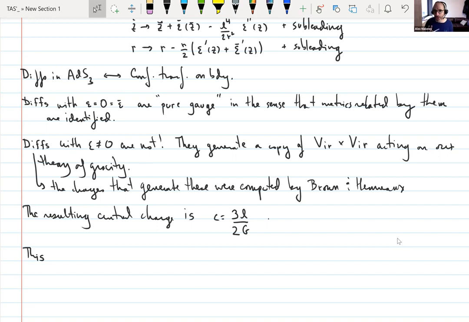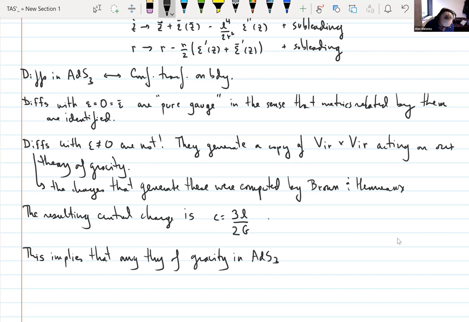So far I've only discussed general relativity and not adding matter to the bulk theory. We're going to get to that in a little bit. Okay, great. So the result suggests that any theory of gravity in AdS is a CFT. This is not a proof, but it sure is a strong hint, right?